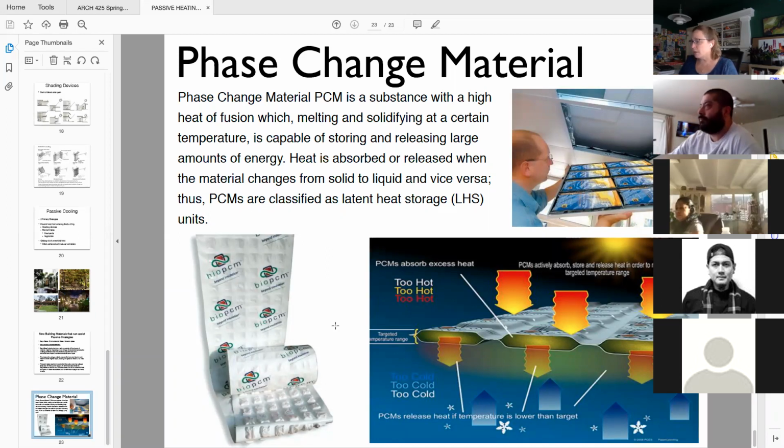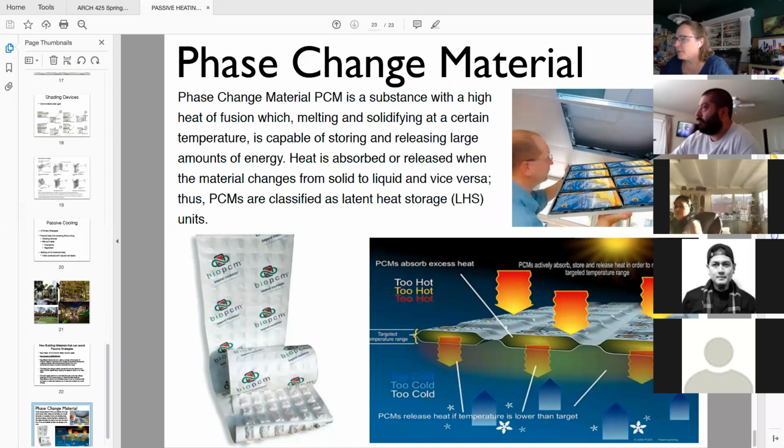The book touches on phase change materials just a little bit too. In fact, I think we both have the same photo here. This lucky guy's immortalized. Okay, so that is the beginning of passive systems.